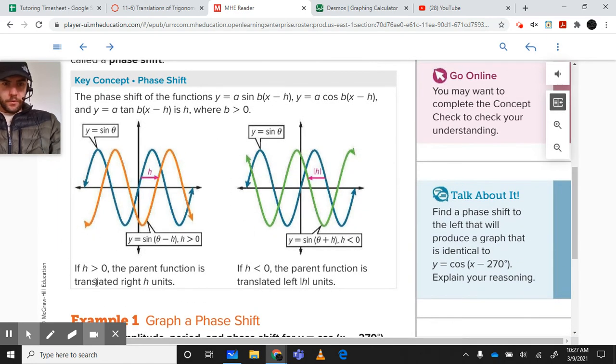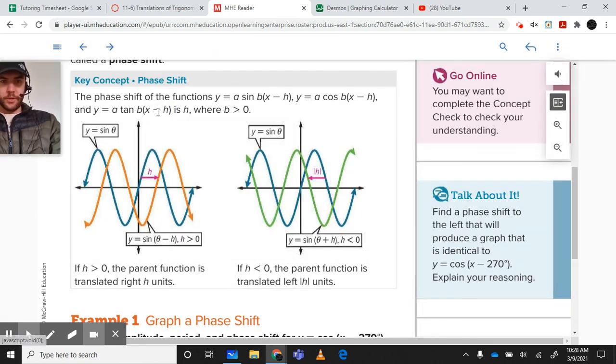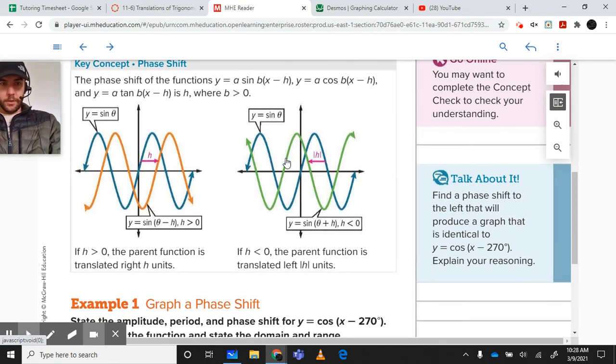When it says if h is greater than 0, the parent function is translated to the right. So if we're subtracting some amount, like subtracting 90 degrees, we move to the right. If h is less than 0, they're basing this off of the standard form being x minus h here, so we're subtracting a negative number. In effect, we're doing x plus something, and we move to the left. So, standard things that we expect: when you have x minus some amount, it moves to the right. When you have x plus some amount, it goes to the left. And that's really all there is to it on our horizontal shifts.